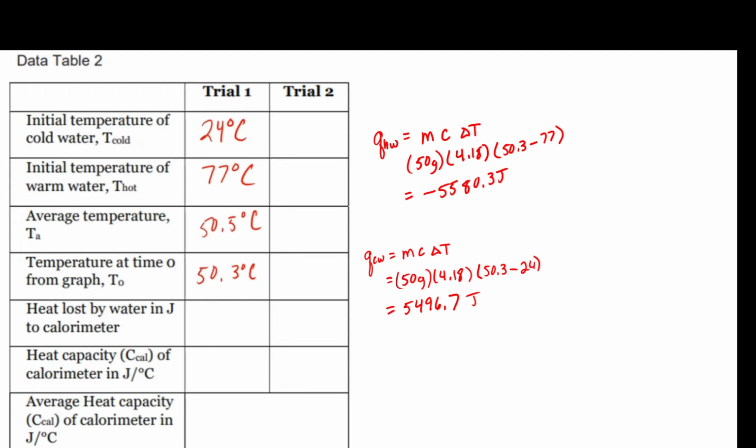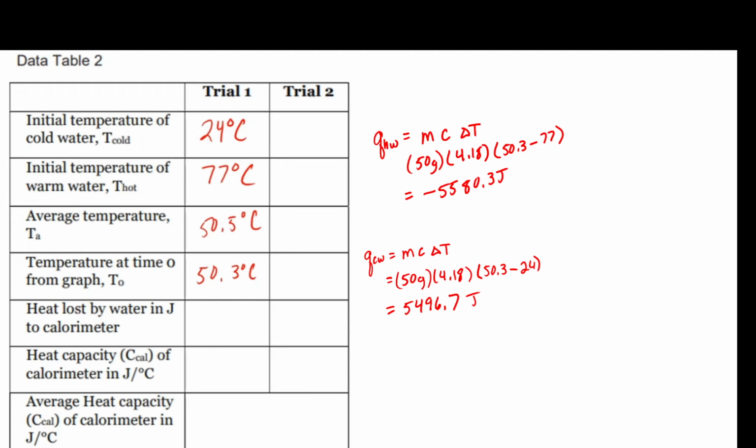All right, so now we can have a picture of kind of what went on here. When we mixed our hot water and our cold water together, the hot water went directly from a temperature of 77 to 50.3, and the cold water went directly from a temperature of 24 to 50.3. In that process, the hot water lost 5,580.3 joules of energy, and the cold water gained 5,496.7 joules of that energy. Where did the other, so there's a difference there. There's about 84 joules of difference there that went somewhere.